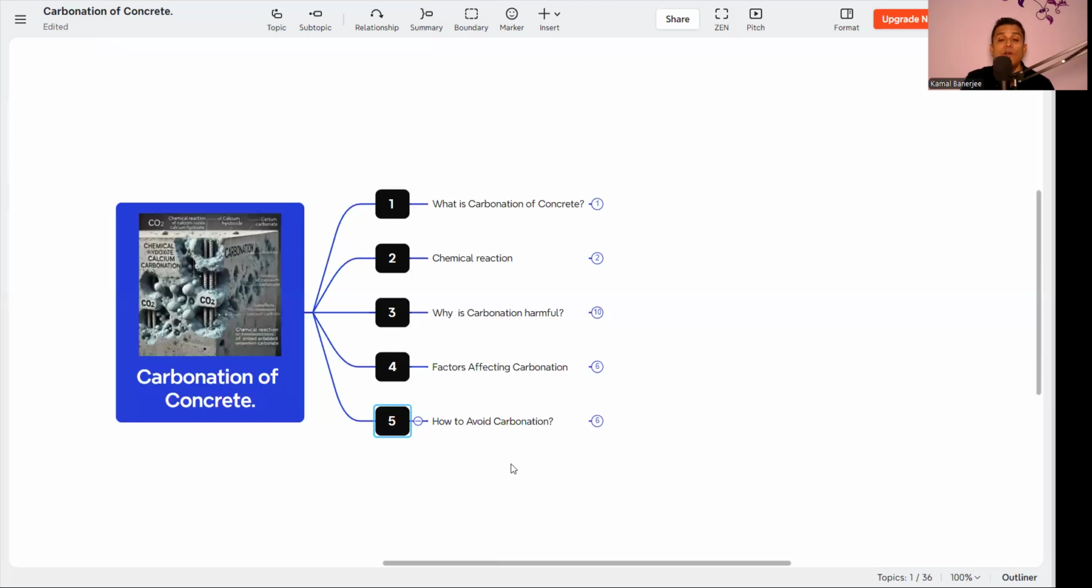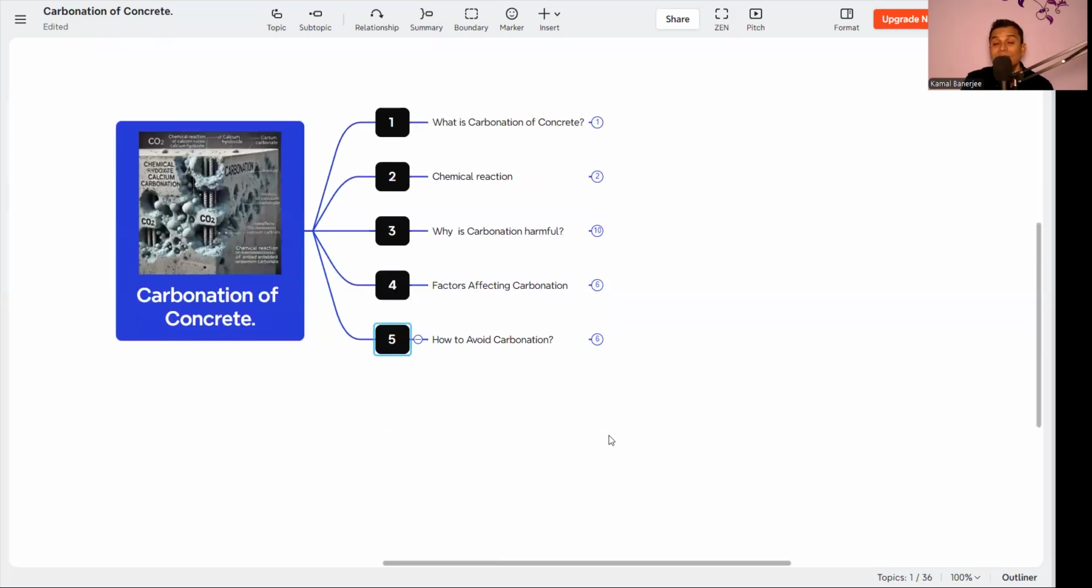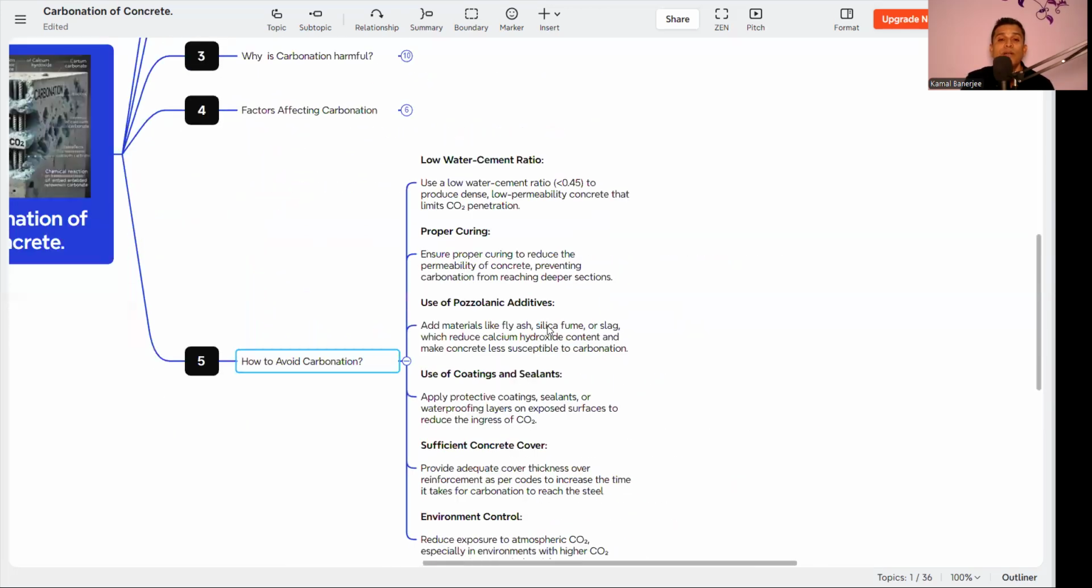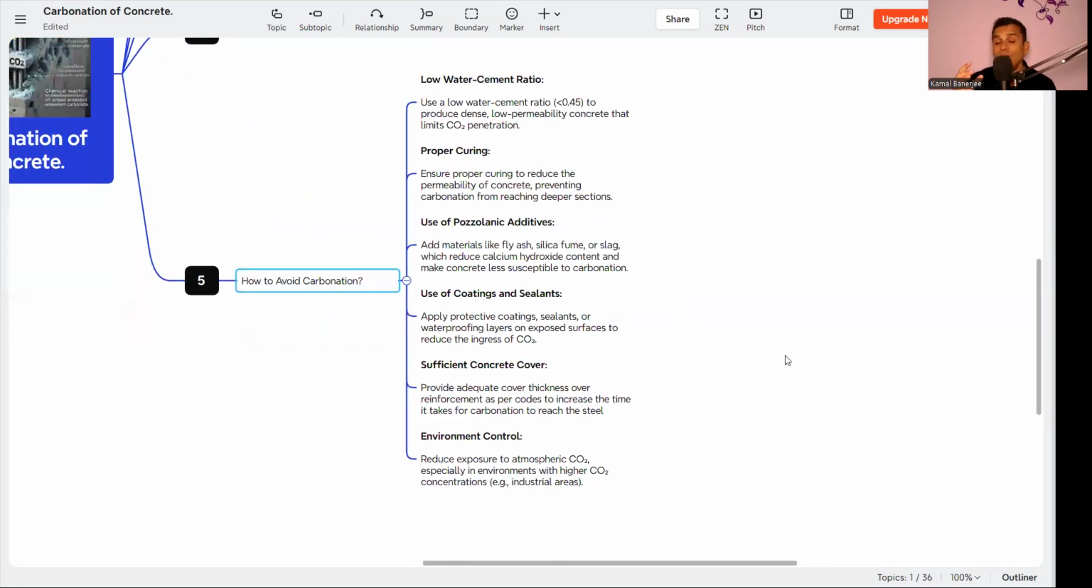The next is how to avoid carbonation. We already know what is carbonation, what is the chemical reaction, why it is harmful, and how it is affecting the concrete. Then how to avoid. First is low water cement ratio. That all this is a durability issue. So what are the factors that are affecting the durability? I have made a detailed video. Please check there, or the link is there.